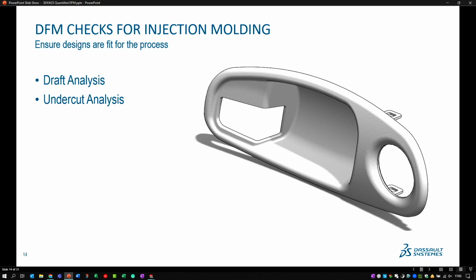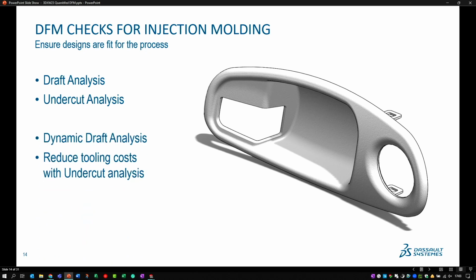So yeah, two for injection molding. I say injection molding, but equally useful for pressure die casting or casting as well. So draft analysis, really useful that it's dynamic, so you can pull things around. And as I mentioned, undercut analysis really does make a huge difference to tooling costs.